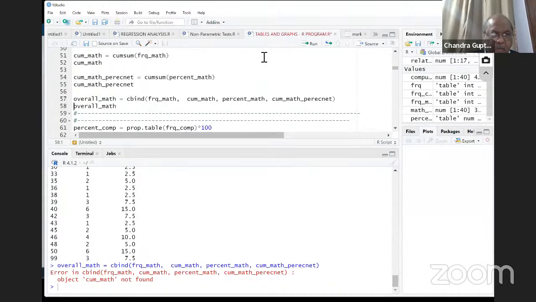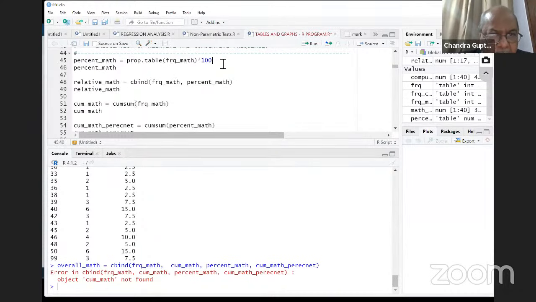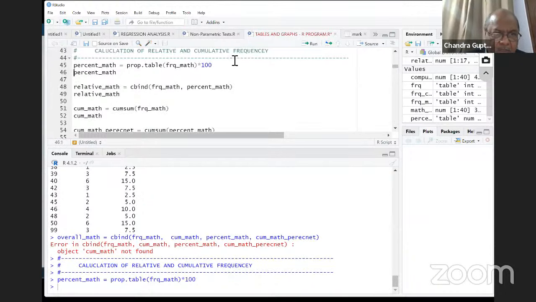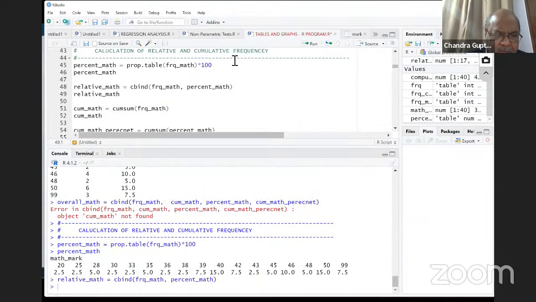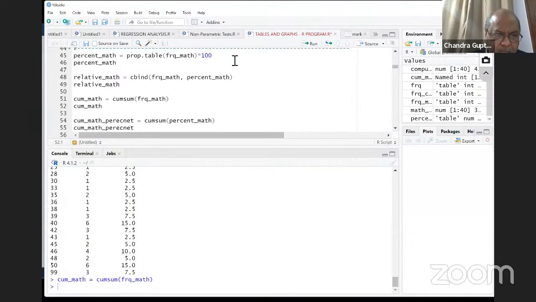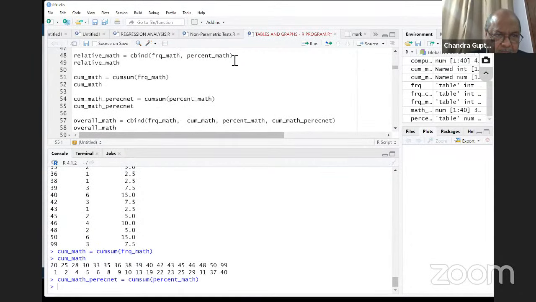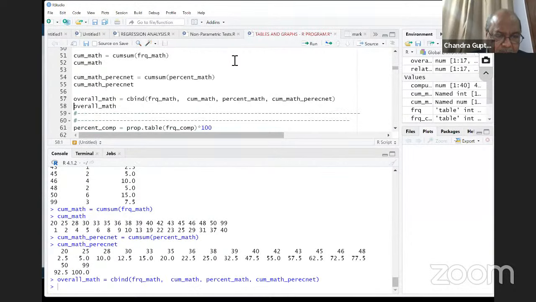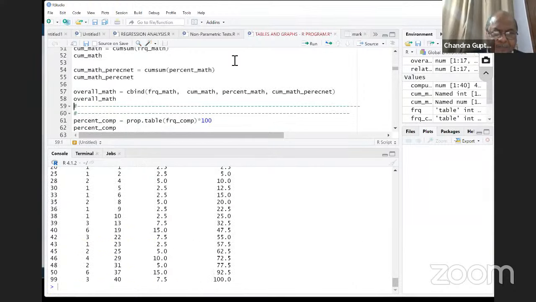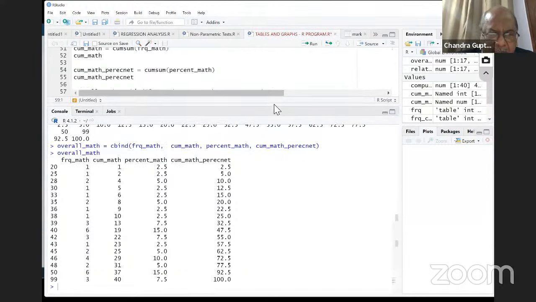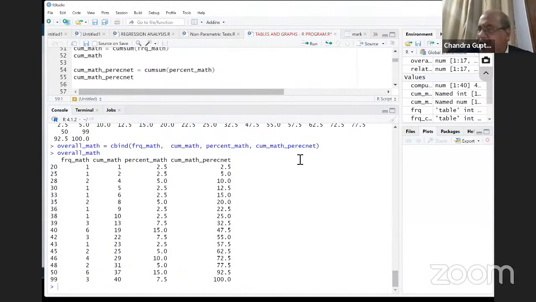Okay, I have to first run that. So this. Now you can see all the 4 data pieces are there. You have the frequency, you have the cumulative frequency, you have the relative frequency, you have the cumulative relative frequency.